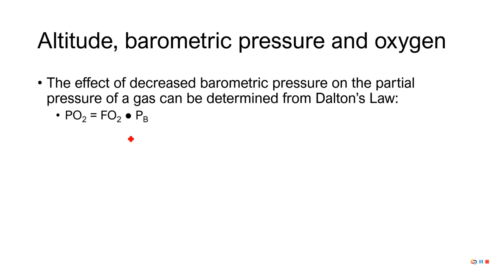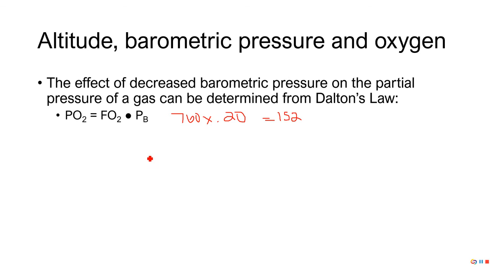So remember, Dalton's Law is the total pressure of gases in a system is determined by the individual partial pressures. So the pressure of oxygen would equal the fraction or the percentage of oxygen in the atmosphere times the barometric pressure. For example, if it's 760, and we're just going to make the math easy here, we're going to say it's 20%, that would mean the partial pressure of oxygen is 152 millimeters of mercury.